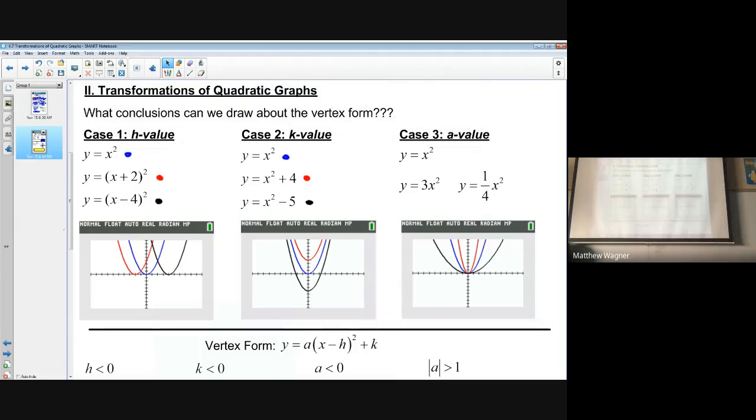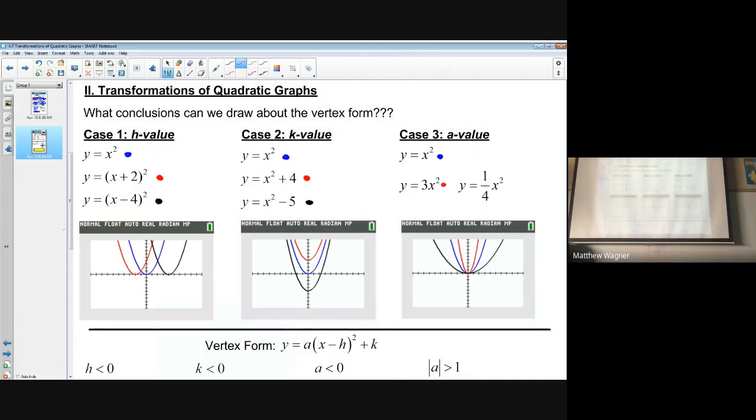The last kind of summary of how these values impact things are the A value. Again, A is true across all 3 forms. So we have our parent function in blue. First off, if it's positive, it opens up. If it's negative, it opens down. We should already know that.